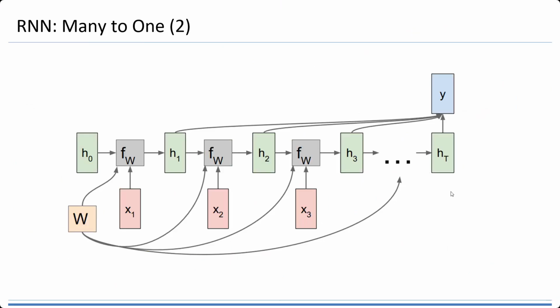So for many to one, there are some variants. What is the variant? Can you see the difference?